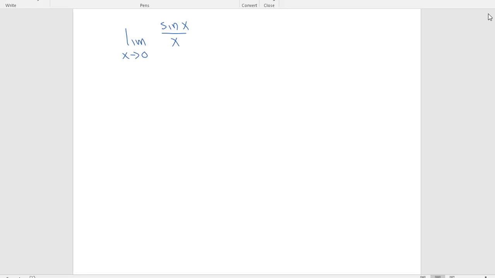So in this example, I'm going to take the same approach. Let's build a table and explore what we would see with this function. Let's look graphically, and then let's note to ourselves that we can algebraically simplify this expression.